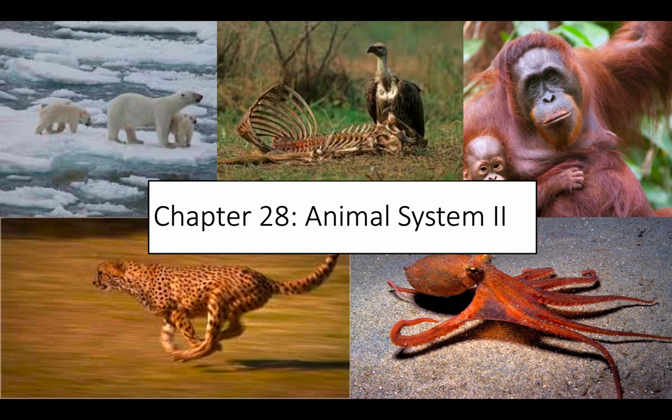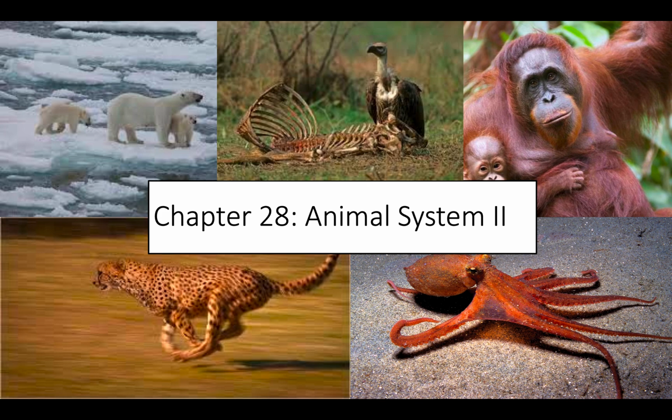Now, in the human, you have digestion, respiration, cardiovascular, muscular, skeletal, reproductive, urinary, endocrine, nervous, and integumentary. You have 11 systems in the human body. We're going to be looking at just about all of those, except for some of them.